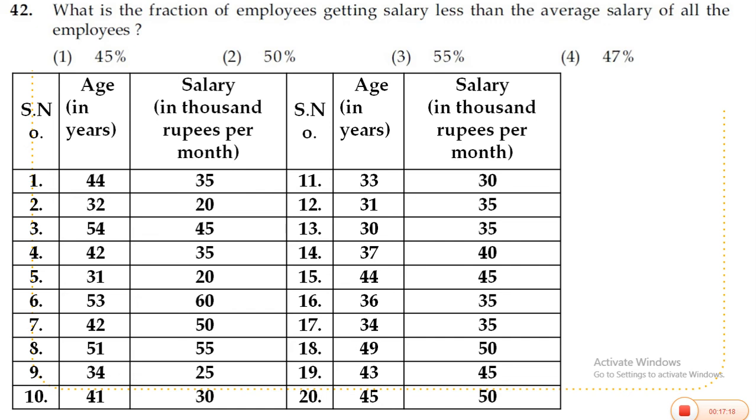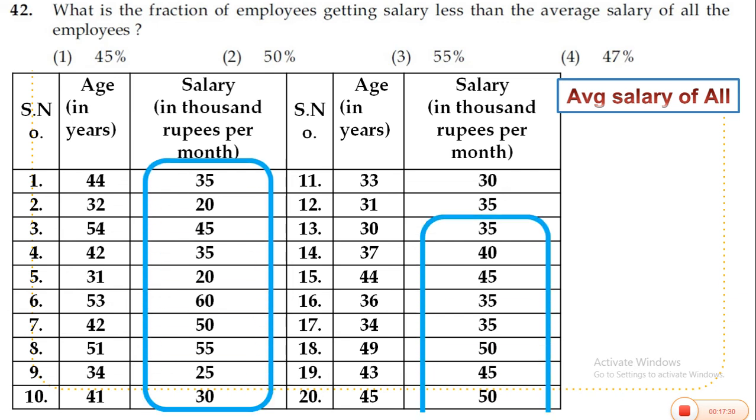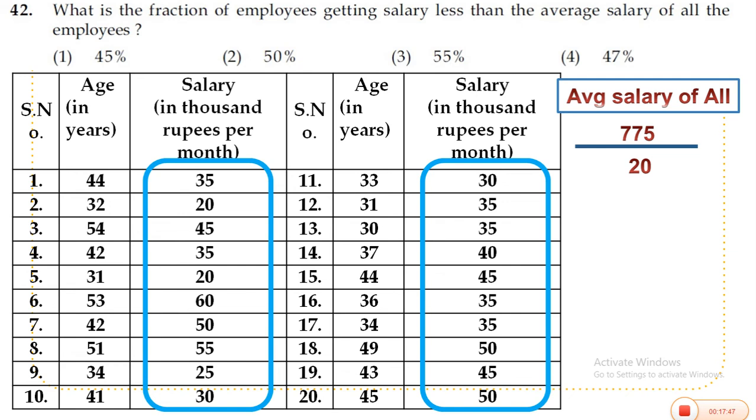For finding less than the average salary, first you have to find the average salary of all, right? So we have to find the average salary of all these people, that means all these 20 employees. Now we can find it. Just find the average salary of all, roll number 1 to 20. We have to add the blue boxes first. What is the sum of all these blue boxes? You get 775 divided by the total number of employees, that is 20. That is the average, right? Sum divided by number. So 775 divided by 20, you get 38. You get the average salary as 38.